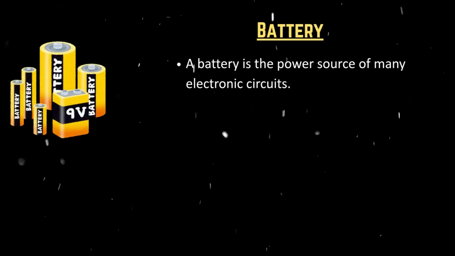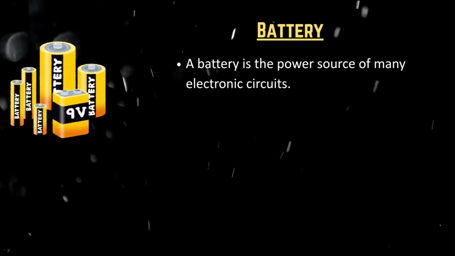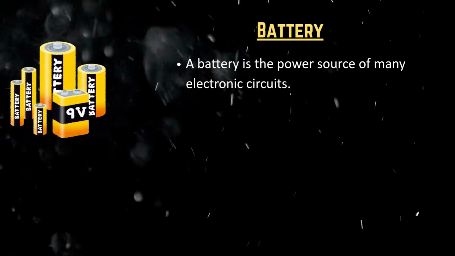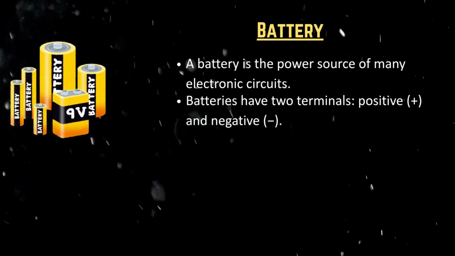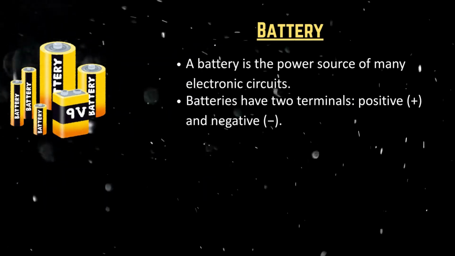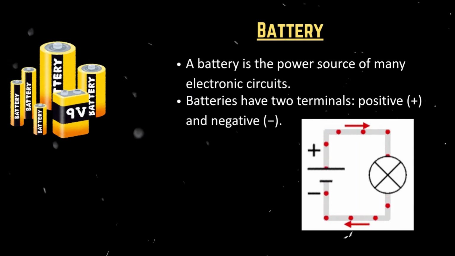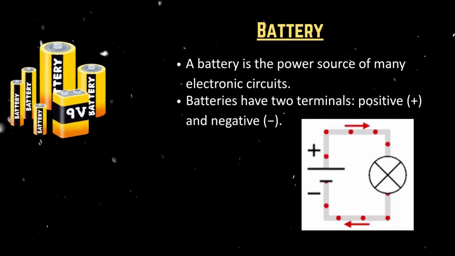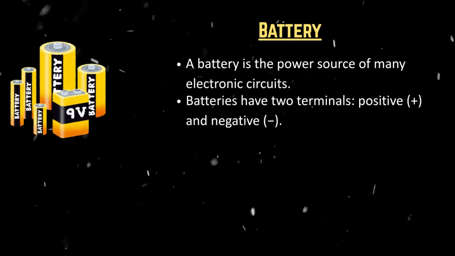6th, battery. A battery is the power source of many electronic circuits. It provides the energy needed to make current flow. Batteries have 2 terminals, positive plus and negative minus. In a circuit, the battery pushes electrons through the wires and components, just like water being pushed through a pipe.